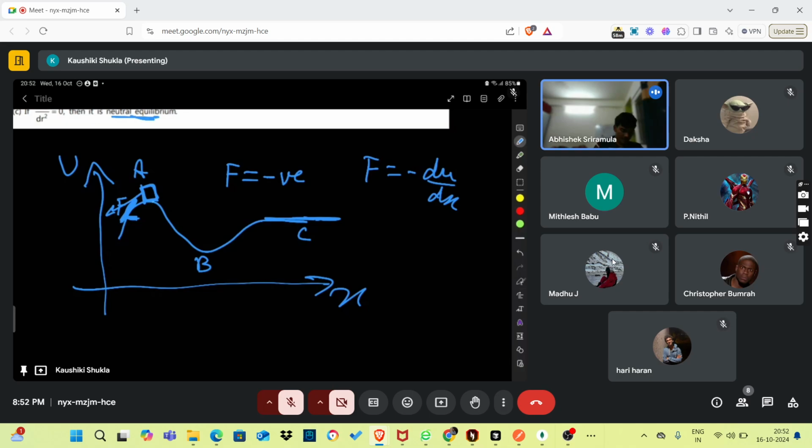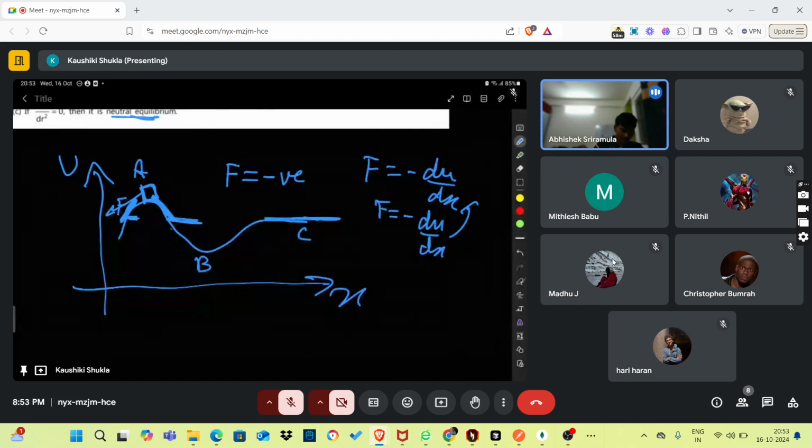This means this is unstable. If you look at the right side of position A, you'll see that the slope is negative, but the force is positive because force is negative of du by dx. I have written it here, right? So that means it will go in a positive direction because force is positive. The x displacement will also be positive. That means it won't come back to its original position, that is A. So this is unstable equilibrium. I'll just write it neatly.